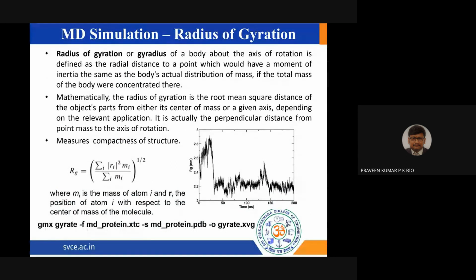And there is a third output called radius of gyration. What is radius of gyration? It just determines the momentum. The radius of gyration is about the axis of rotation, which is defined as the radial distance to a point which would have a moment of inertia the same as the body's actual distribution of mass, if the total mass of the body were concentrated there. So the moment of inertia is generally determined.